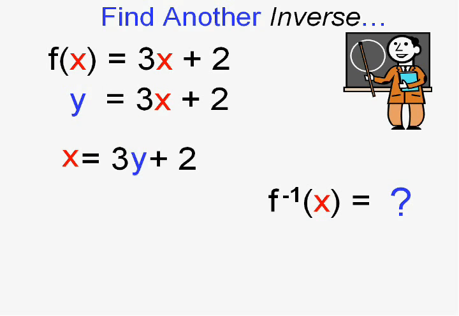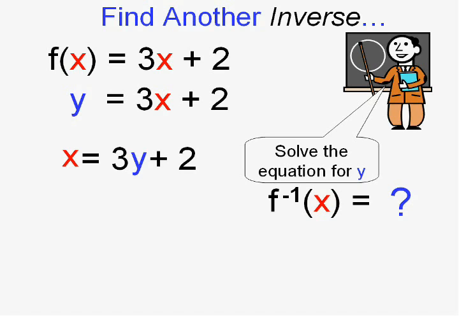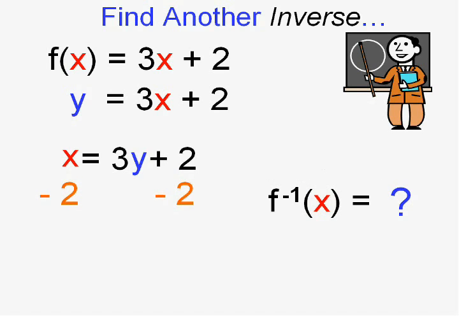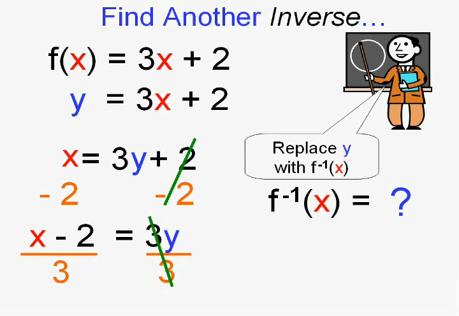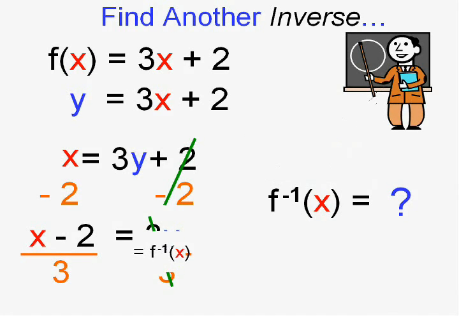Now, solve the equation for y. Get y by itself. Now, I have 2 things keeping y from being by itself. The 2 and the 3. Let me subtract 2 from both sides. And I'll get x minus 2 there. I can't do anything there. Now divide both sides by 3 to undo the 3, and y will equal x minus 2 over 3. Now the last step is to replace the y with the notation f inverse of x.